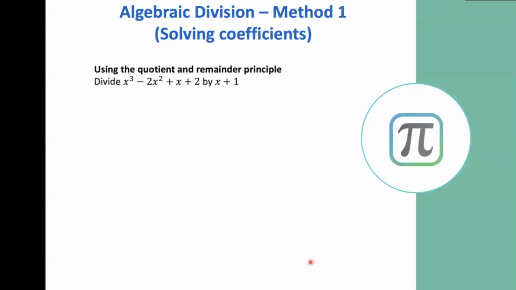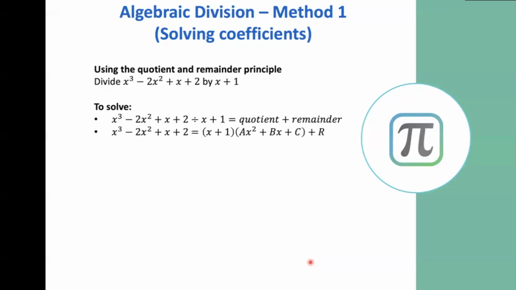Taking another example, this time we want to divide x cubed minus 2x squared plus x plus 2 by x plus 1. So to solve, again, we want to state this in terms of a quotient and a remainder. We use the same approach as before, but this time we have a polynomial of degree 3 because there is an x cubed included. And so this time we're solving for a, b, c, and r. That said, the method is the same.